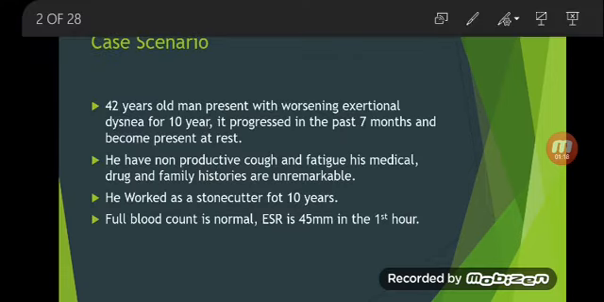So to sum this up, the patient is having worsening exertional dyspnea for 10 years, progressed in the past 7 months, fatigue, worked for 10 years as a stone cutter, high ESR.